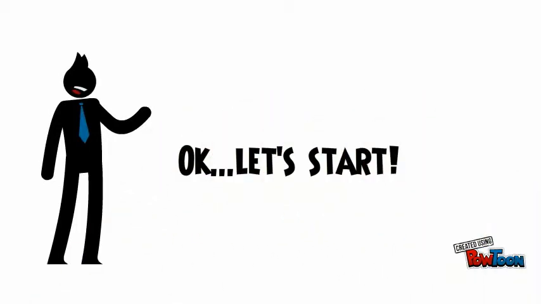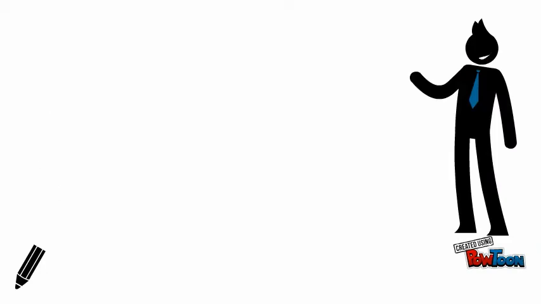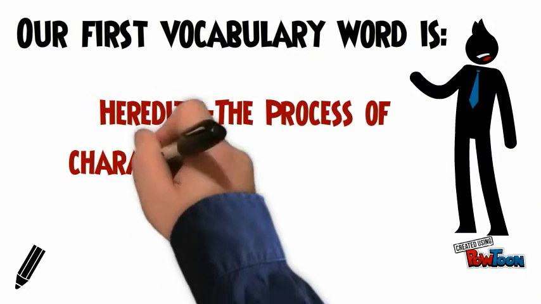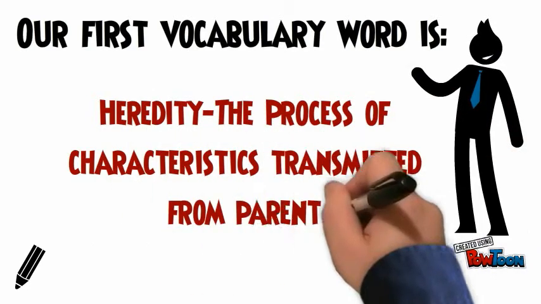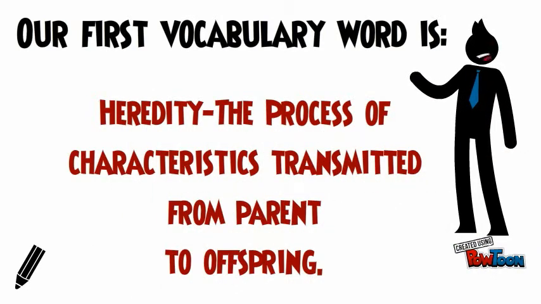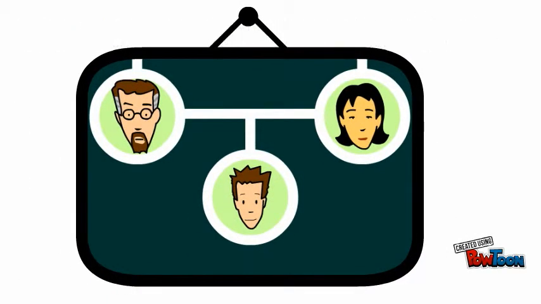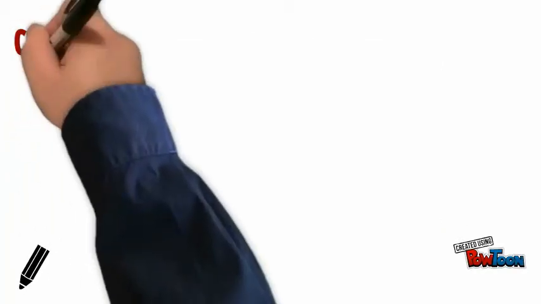Okay, let's start. Our first vocabulary word is heredity, the process of characteristics transmitted from parent to offspring. This picture shows mom, dad, and what the kid looks like.